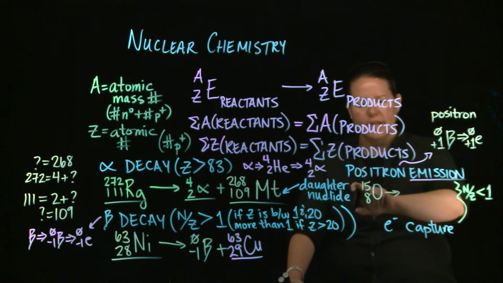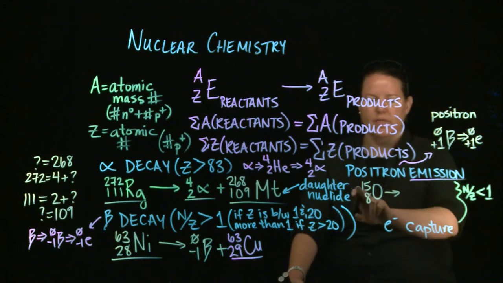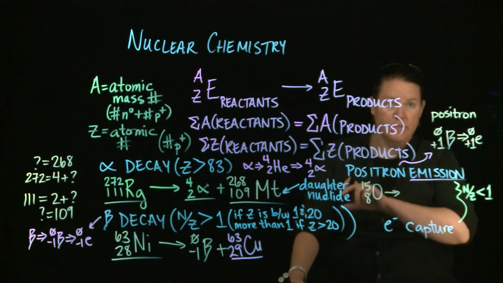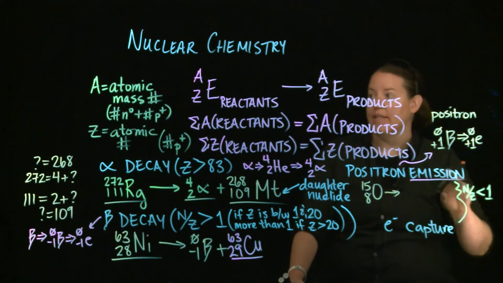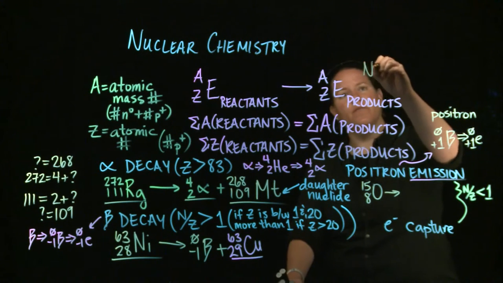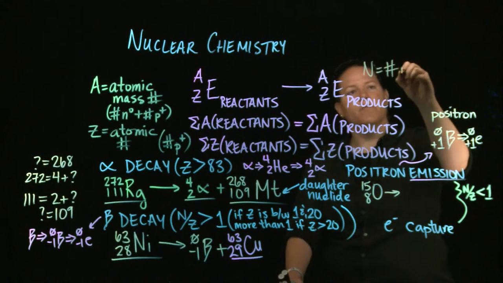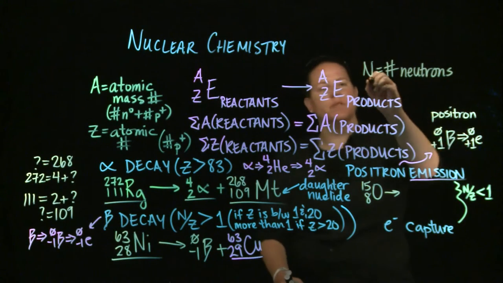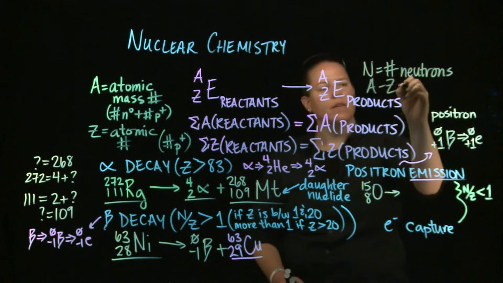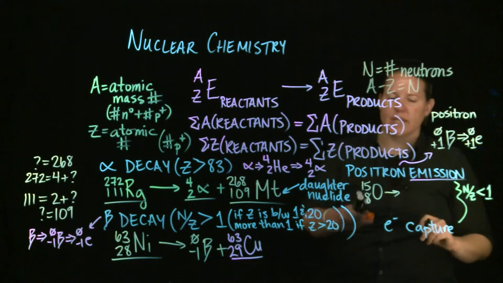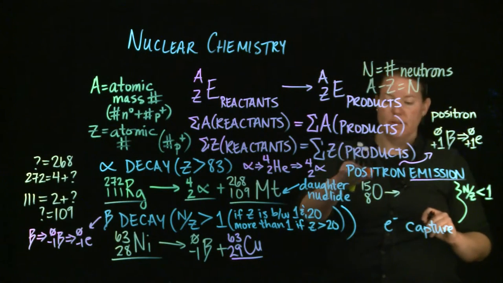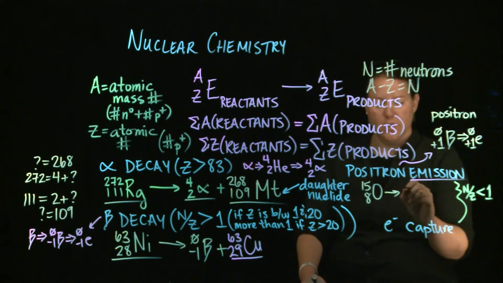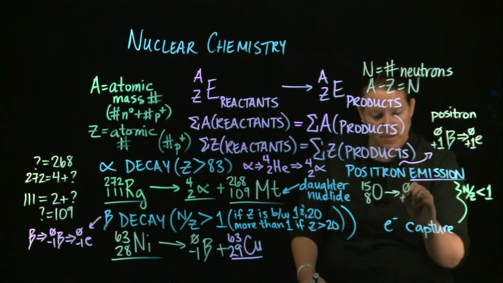We can already see that its N to Z ratio is less than 1, right? So if you subtract out from 15/8, you get 7. That's what N is. N is the number of neutrons, and it comes from subtracting A minus Z, gives you N. So in this case, I have 7 neutrons, 8 protons. My N to Z ratio is less than 1, so I'm gonna have a positron emission.